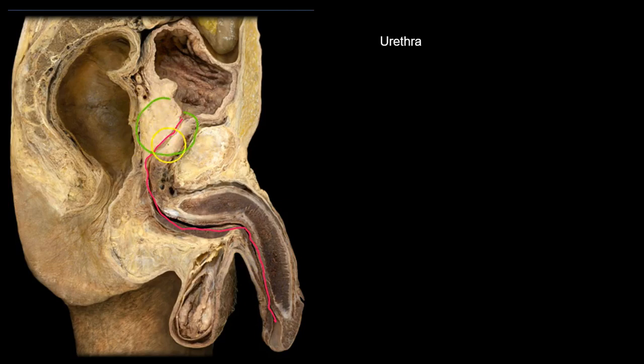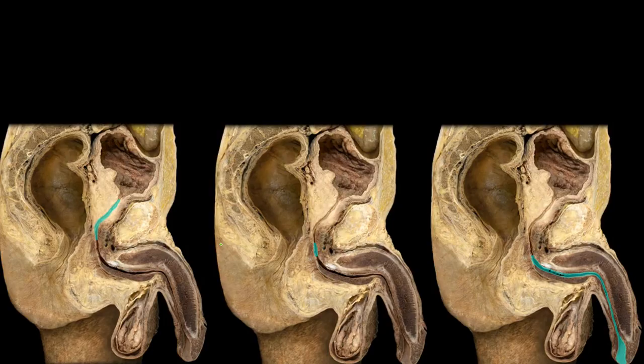So it means that we have the prostatic urethra, the membranous urethra, which is so short, and then the spongy urethra. One more time, you can see this highlighted region as the prostatic urethra, the membranous urethra, and then the spongy urethra here.